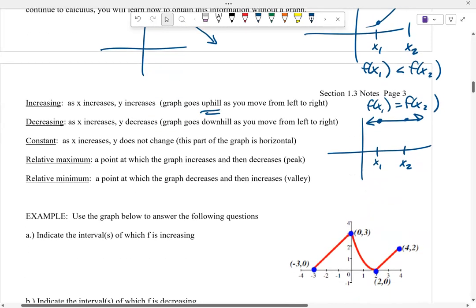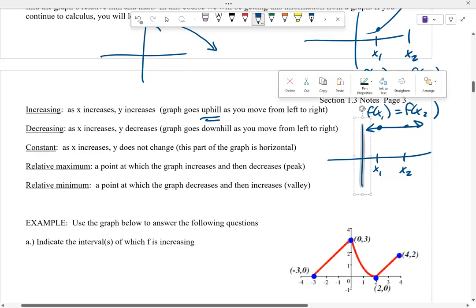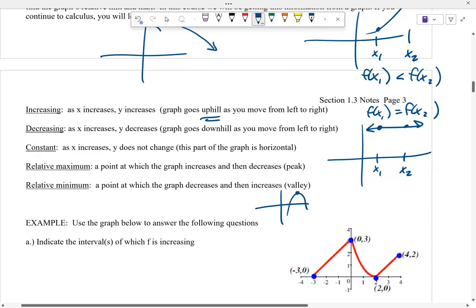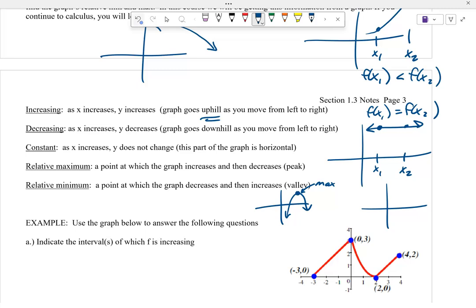Relative maximums, when you have a peak. So that would be a max right there, a relative max. You could have a relative min as well. And we'll talk about absolute mins and maxes later in the course. Let's go ahead and read this first graph here.